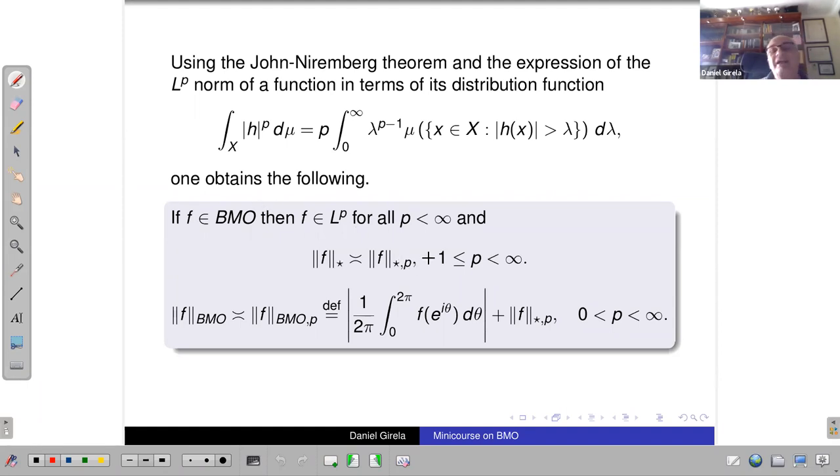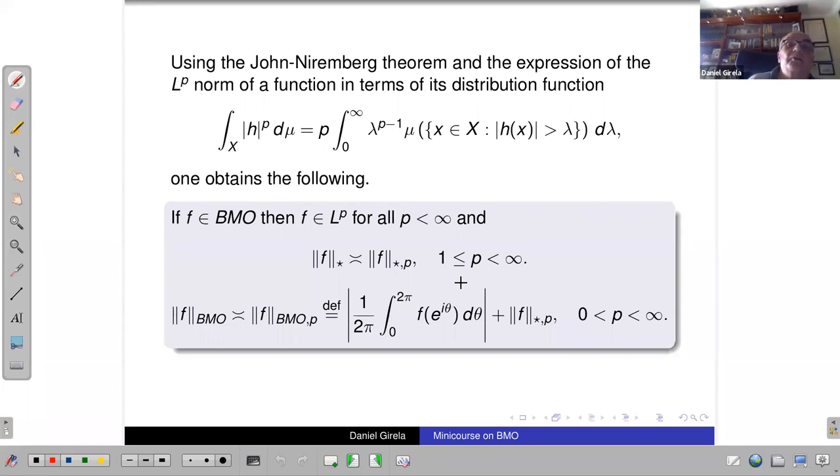So I have written here for p bigger than one, but actually we can write this even for p bigger than zero. But anyway, since we want to work with norms, let us restrict to p bigger than one. The main consequence of the John-Nirenberg theorem is that we can take not only L^1 norms, but L^p norms for any positive p, and then we have an equivalent definition. But so far we see no relation of this with analytic function spaces. Let's see that there is some relation.